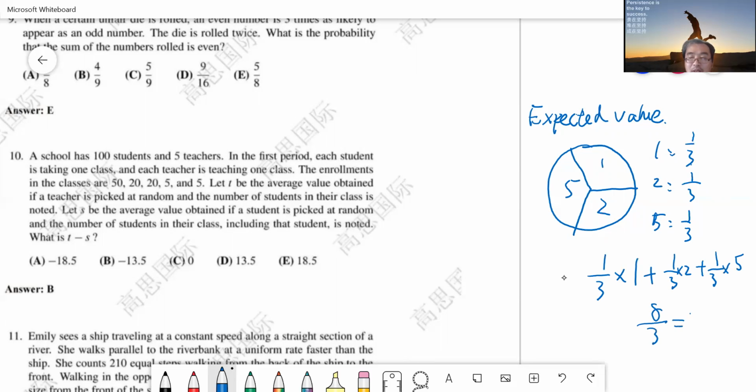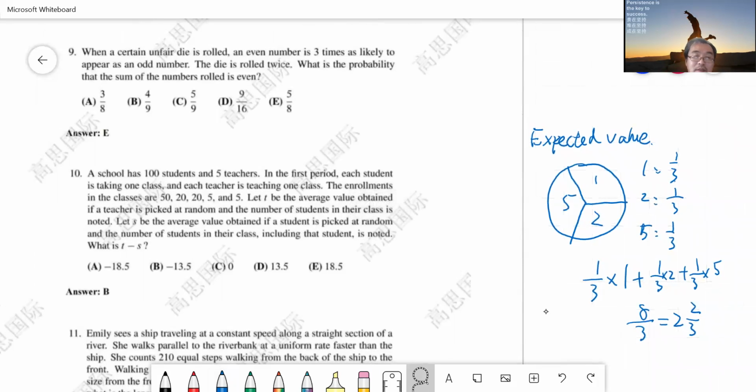So this is about 2 and 2/3. This is the expected value: the value times its probability, then sum all these products. That gives you the expected value. So once you understand this, then we're going to look at our question number 10.